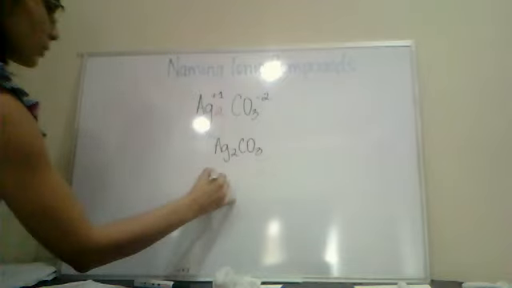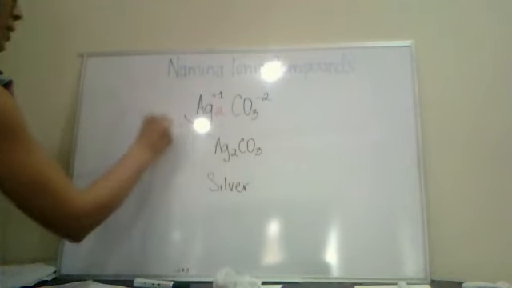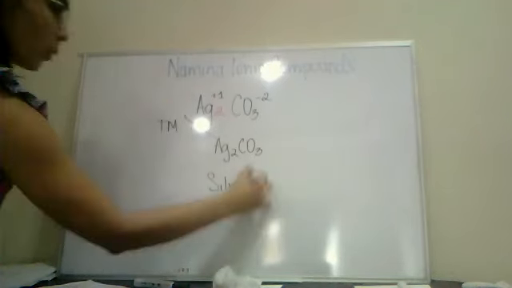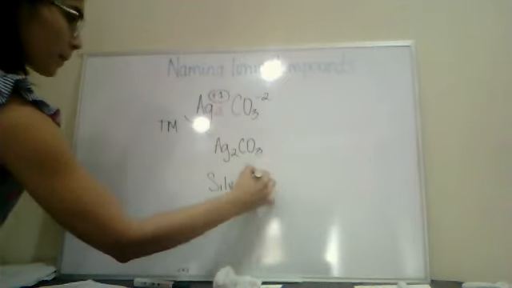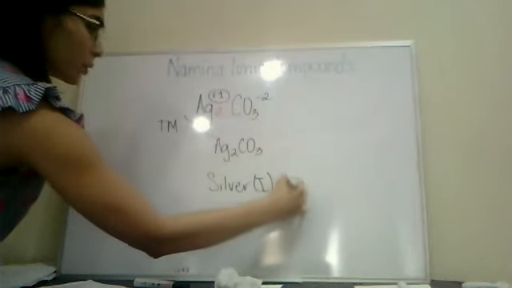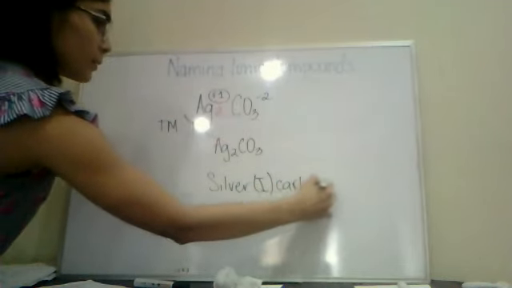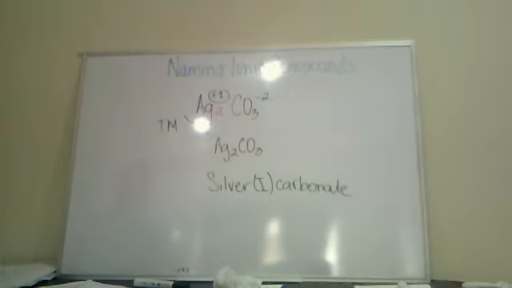So here we have it. So it's silver. Because silver is a transition metal, I need to open parentheses. I put the charge, which is 1. Close parenthesis, and I name the polyatomic ion without changing the name. So it's silver(I) carbonate. Okay, and that's it. Silver(I) carbonate. That's basically it.